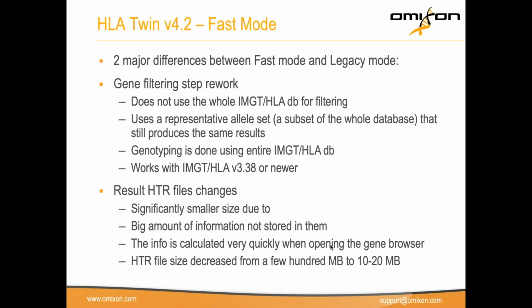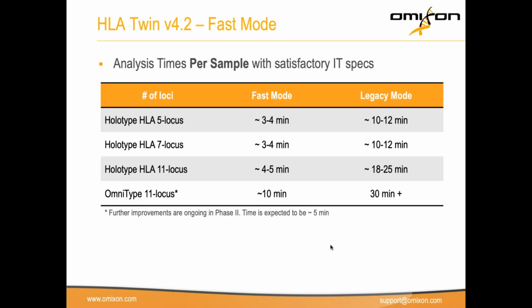So these are the two most significant differences between the fast mode and the legacy mode of the analysis of the software. So of course, all of this is great, but what does this mean? Obviously, most people want to be able to see times. So the analysis times per sample with satisfactory IT specifications, and this is very important because IT specifications can differ from place to place, are estimated to be what you see in this table.